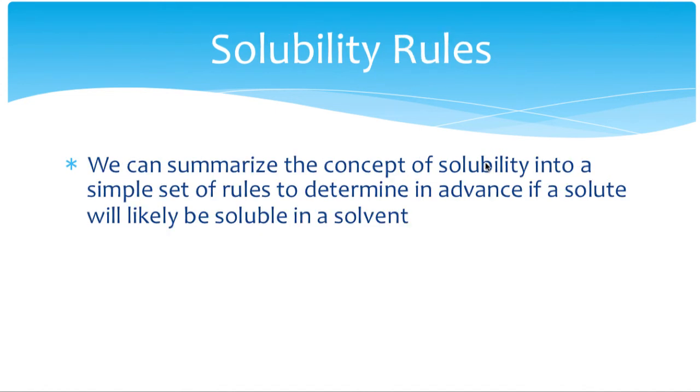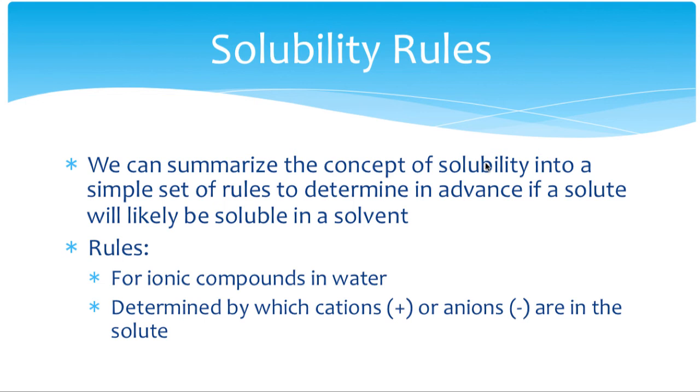So the good news is all those complicated mathematics that we might have to do using the solubility expression are actually unnecessary. We can summarize that concept of solubility and the solubility expression into a simple set of rules used to determine in advance if a solute will likely be soluble in a particular solvent. These rules are typically made for ionic compounds in water. That's a very limiting kind of scenario to work with, but it's the one we work with most commonly, so it's okay. And the rules are often determined by which cations and anions are present in the solute. Different combinations of cations and anions will cause certain things to be soluble or other things to be insoluble.